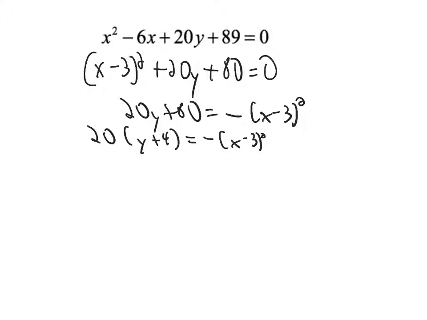And finally, to get our standard form, I'm going to divide over by 20, and I'll get y plus 4 equals minus 1 over 20 x minus 3 squared. And that is our standard form.